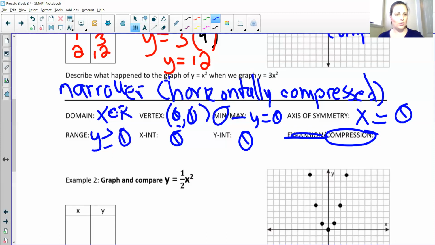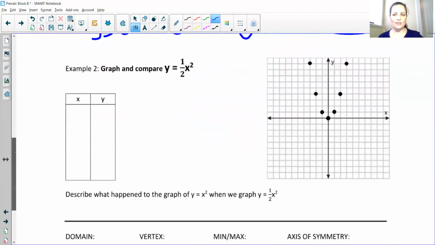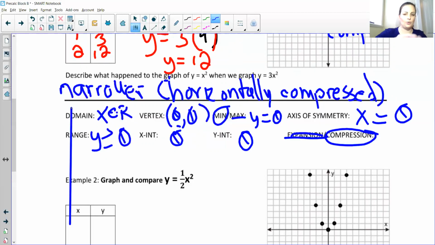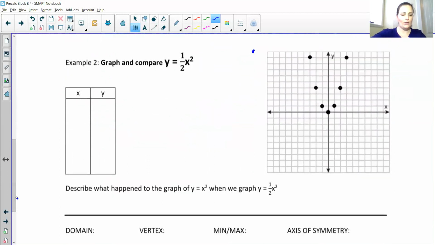All right, so we're gonna do the same thing for example 2. I want you to pause the video here, put in some values for x and calculate y. To help you out, use -4, -2, 0, 2, and 4. Okay. And join me after you're done those.